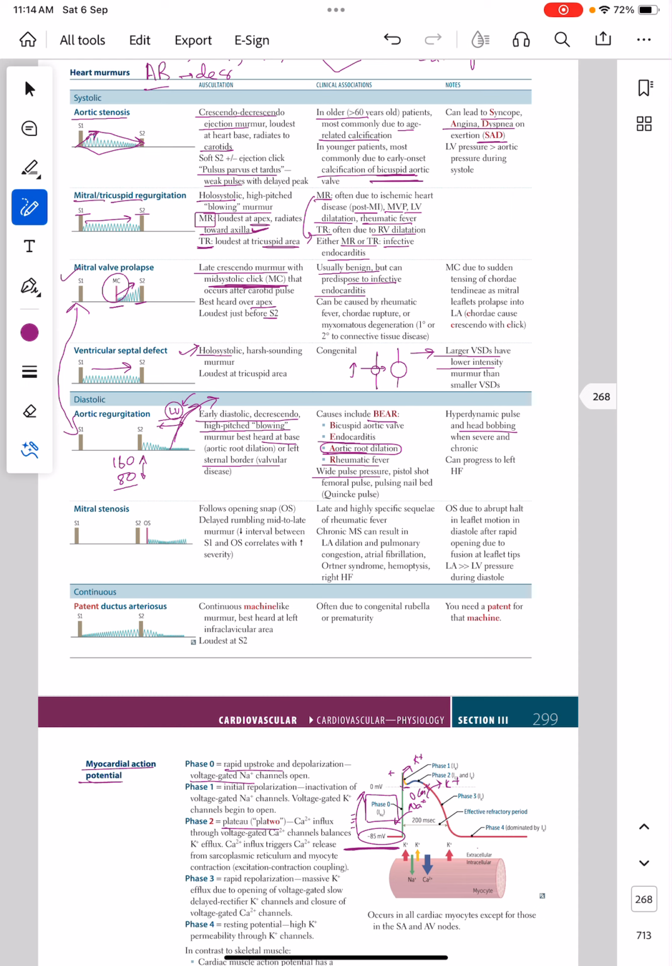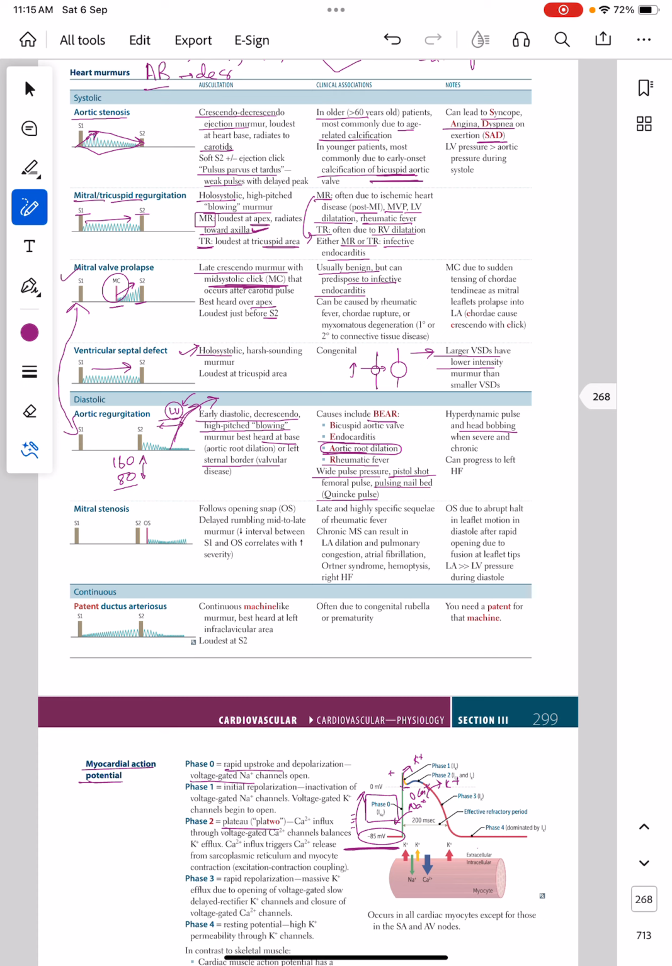And it also causes pistol shot femoral pulses and Quincke's pulse, where you feel the nail bed pulsating. So all these signs are associated with aortic regurgitation. But you have to remember that sometimes it is not much more in intensity because it is diagnosed quite early. But if you do not diagnose it early and it is a very advanced disease, only then it will cause these kinds of signs. We call it Corrigan pulse or water hammer pulse.